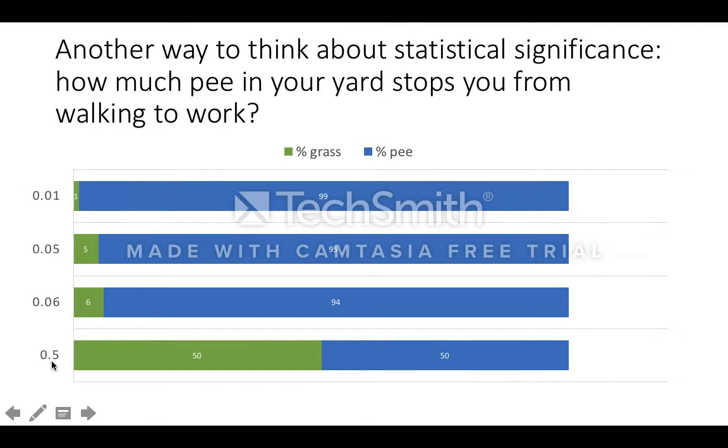Likewise, this is a p-value of 0.5, which, when we move the decimal place over 2, translates to a 50% chance that the pee in the yard is due to chance alone.